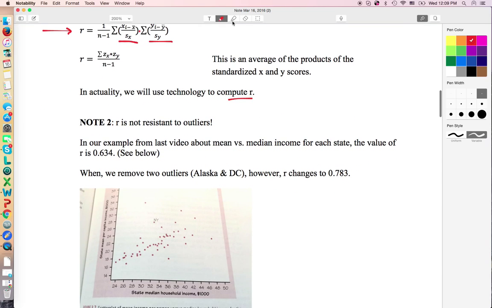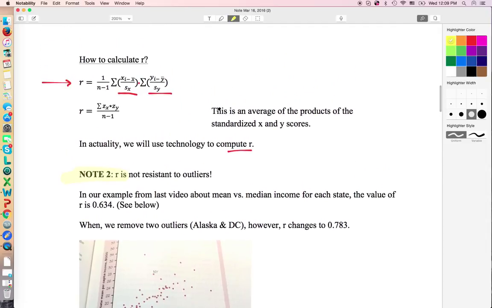Our second thing you should know is that R is not resistant to outliers. And that should make sense to you, right? Because the formula is built around means and standard deviations, and neither of those things are resistant to outliers. So something that's built on two things that aren't resistant to outliers certainly is not going to be resistant itself. So what that means for us is if we have an outlier in our scatter plot, it's probably going to change our correlation coefficient a lot.